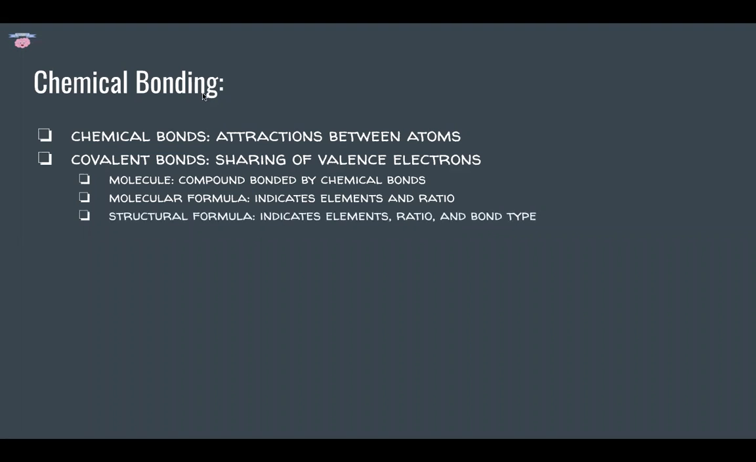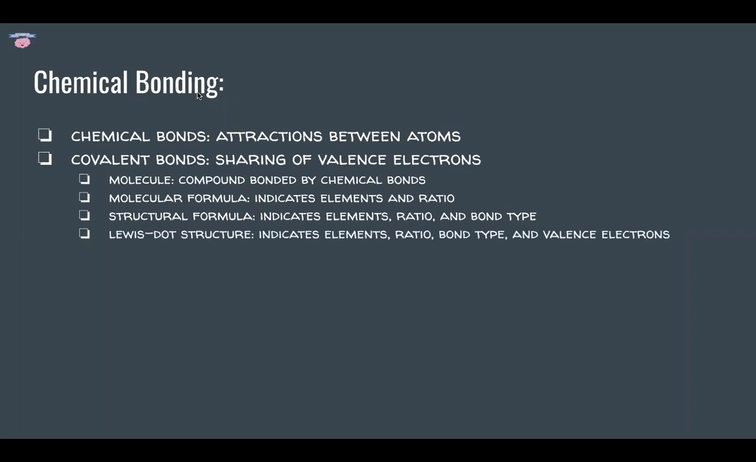A structural formula indicates the elements, the ratio, and the bond type. You'll see this later, but a Lewis formula is a type of structural formula. It shows that this is a covalent bond. Notice there's only one bond, even though 2 electrons are shared. Think of this as one electron and this is the other electron. So this is the bonding between the electrons. There are only 2 electrons shared.